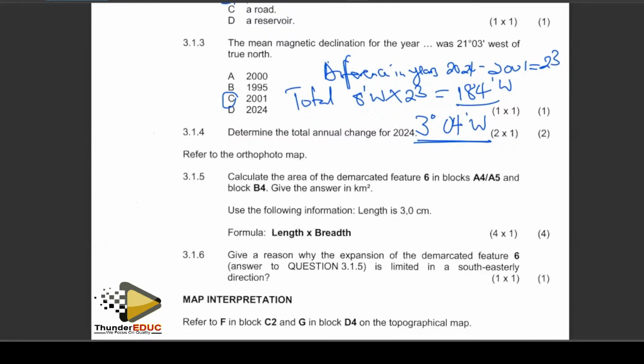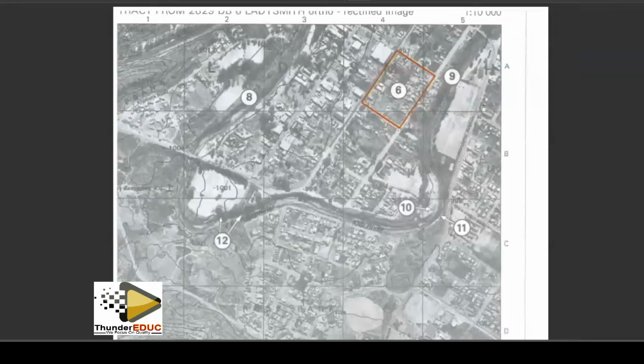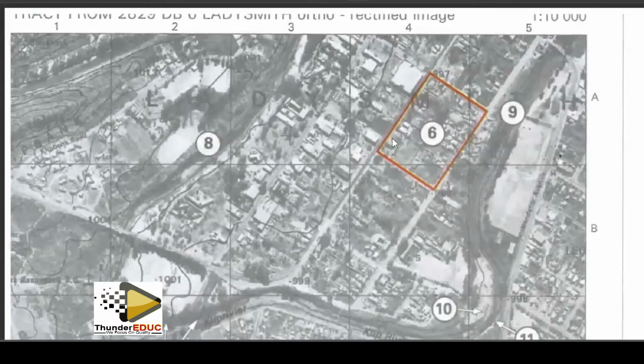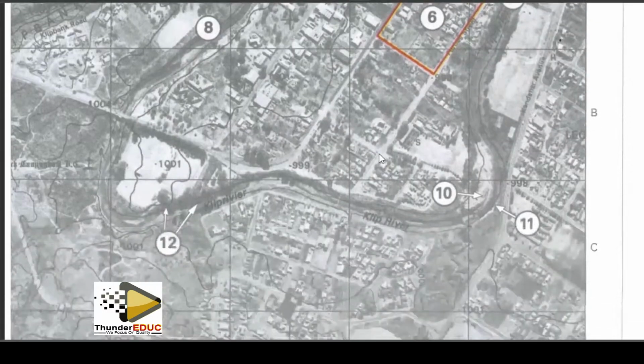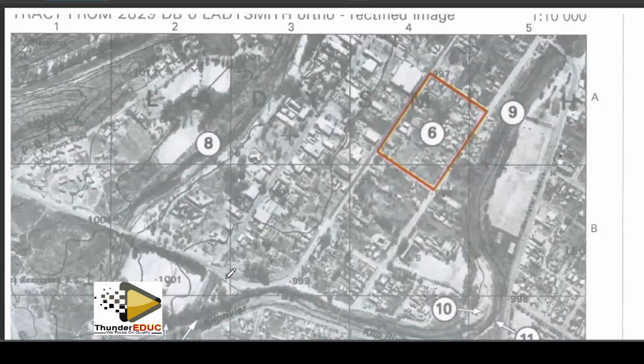Let's go to the topographic map and see where the feature is and try to make sense from how it looks. Right, the feature in question is this one here, the feature which is labeled 6. We are already given 3 centimeters as the longer side of the feature. According to my measurement, I also found 3 centimeters on the longer side, which is the length of our feature. If you measure accurately, you would get 3 centimeters.